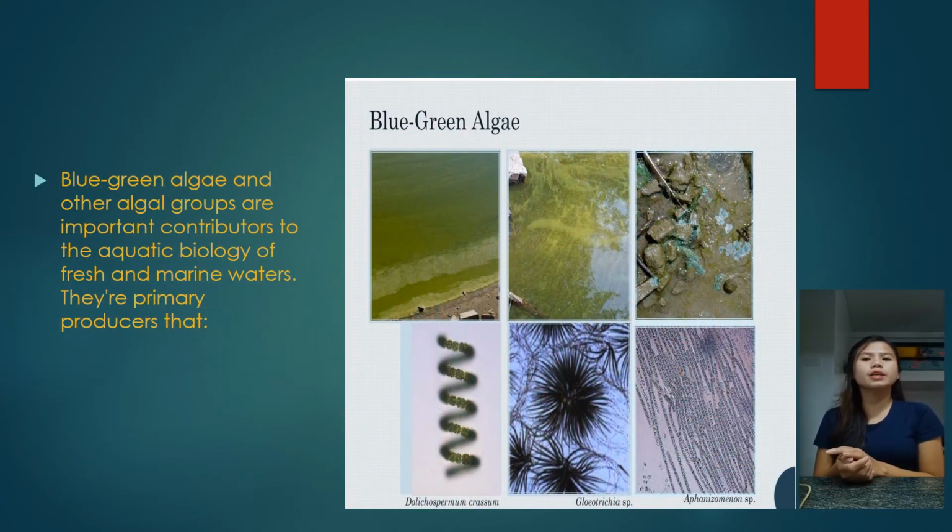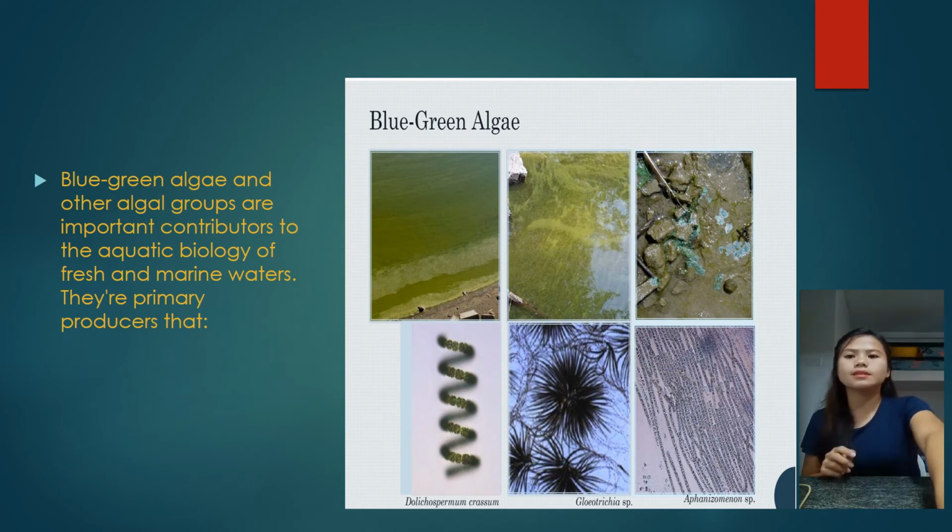Blue-green algae and other algal groups are important contributors to the aquatic biology of fresh and marine waters. They are primary producers that convert sunlight to energy by photosynthesis, release oxygen into water, and take up minerals, producing food chain supporting substances.